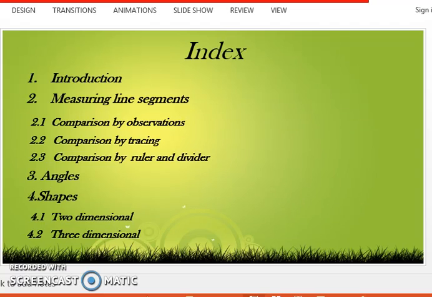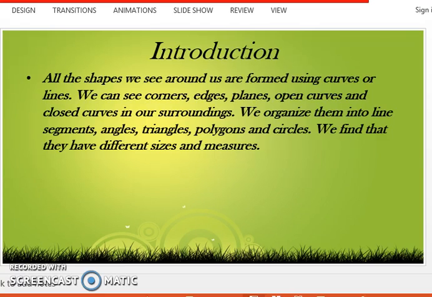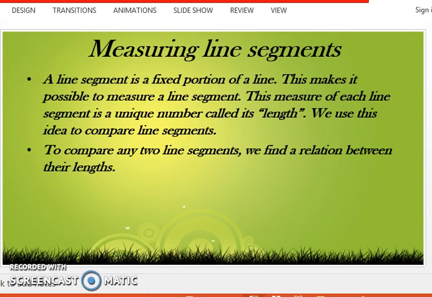In the shapes specifically, we will deal with 2-dimensional and 3-dimensional shapes. All the shapes which you see around us are formed using curves or lines. We can see corners, edges, planes, open curves and closed curves in our surroundings. We organize them into line segments, angles, triangles, polygons and circles. They are all of different sizes and different measures.